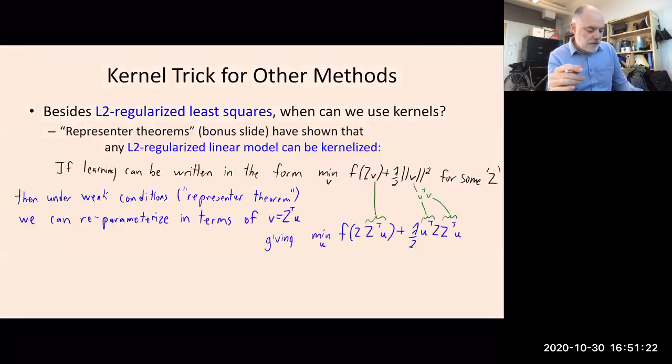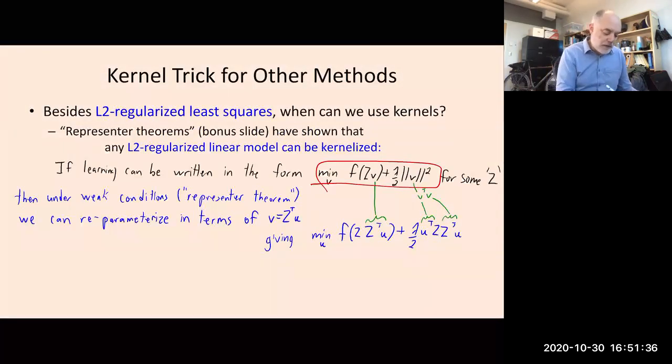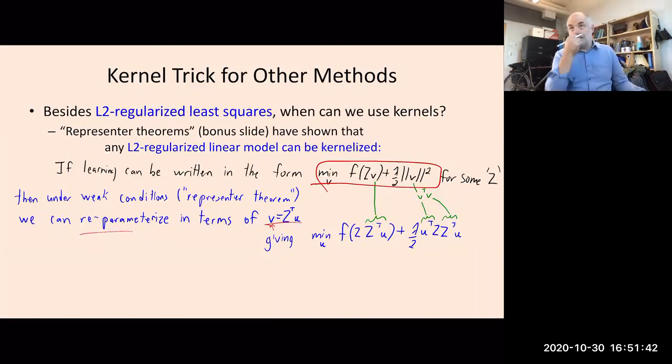Okay. So there's a representer theorem that says that any L2 regularized linear model can be kernelized. In brief, if your model or learning algorithm can be written in this way, then you can invoke the representer theorem and reparameterize your solution vector in terms of some Z transpose U, basically a weighting of the data. In that case, you can build kernelized versions of everything that we've talked about, again with L2 regularization and whatever loss function.